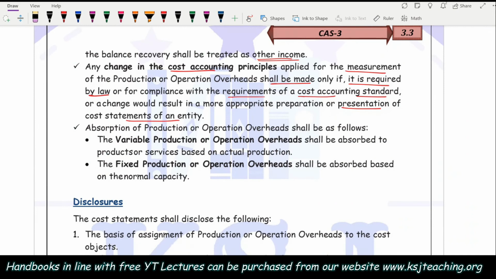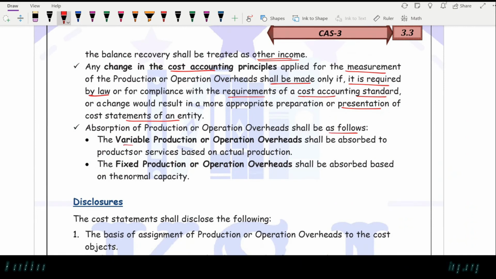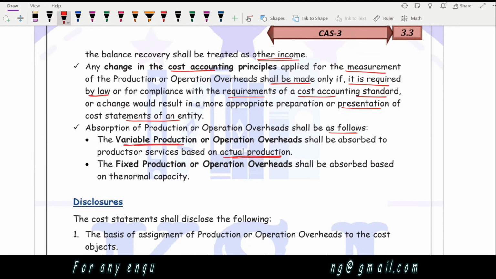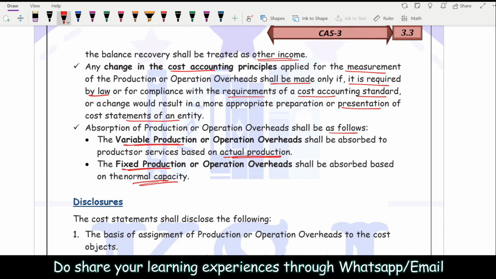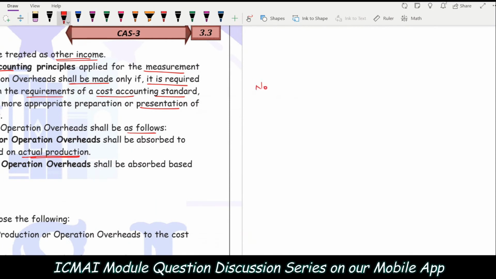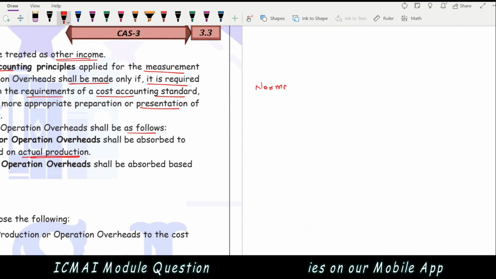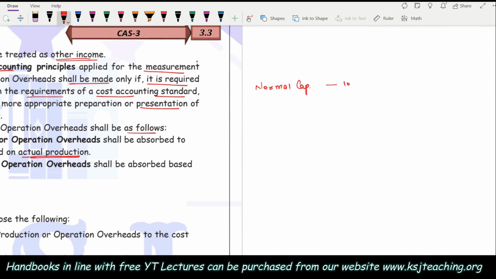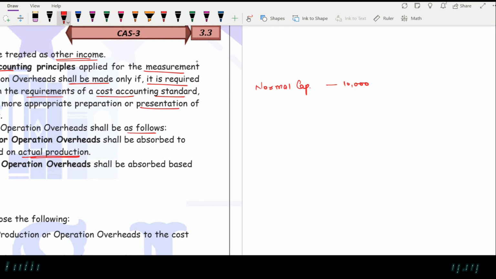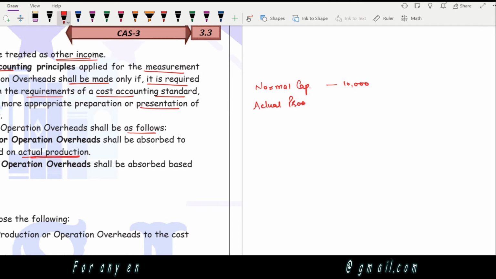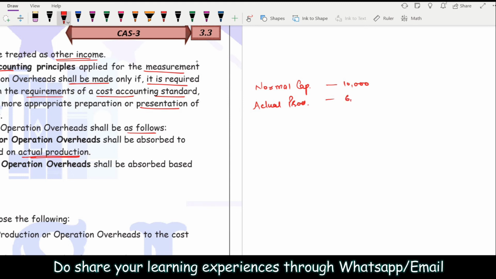So absorption shall be as follows. Variable production overhead should be absorbed on the basis of actual production and the fixed overheads on the normal capacity. What does it mean, sir? We have studied the cost accounting standard on capacity utilization. If your normal capacity to produce the goods is 10,000 units, whereas your actual production is 6,000 units.